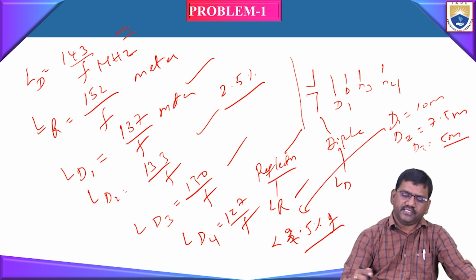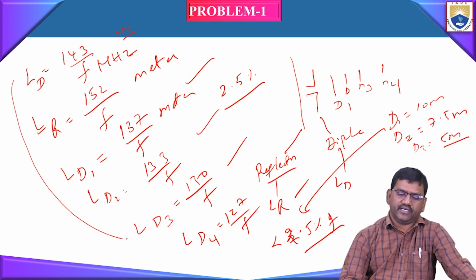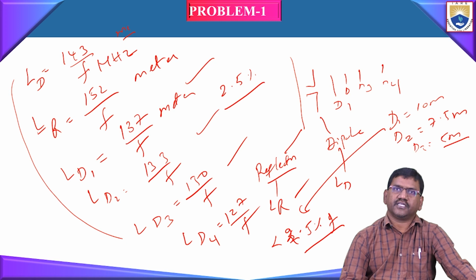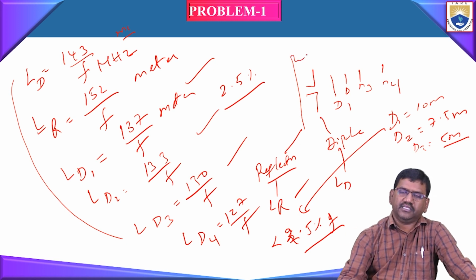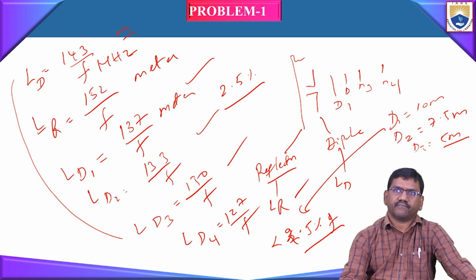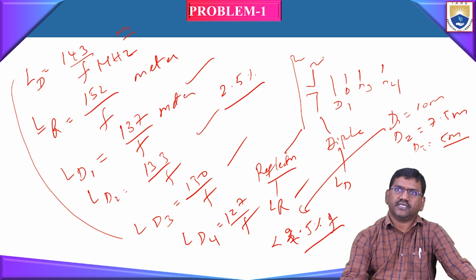These are basically the predefined lengths of a dipole, reflector and director. Similarly, there must be some spacing between the reflector and the dipole, and there is some spacing between the dipole and director 1.